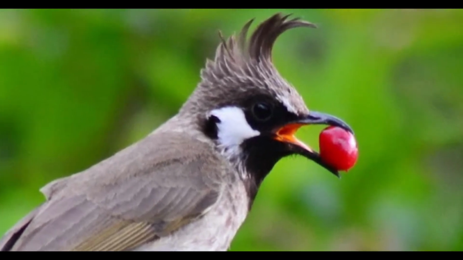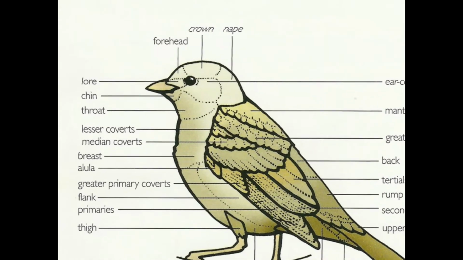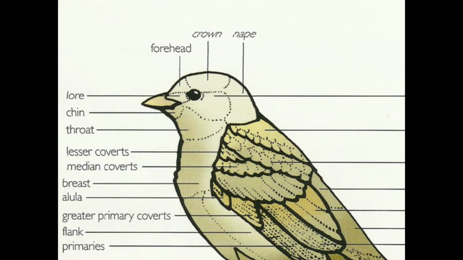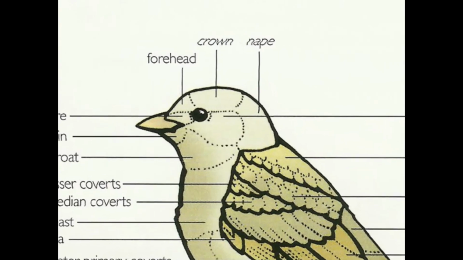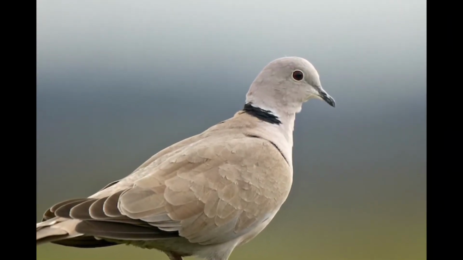Coming down after the crown, the next body part is the nape. For humans we call it the neck. It generally refers to the upper part of the hind neck below the crown. For example, the black color on the neck portion of the Eurasian collared dove.